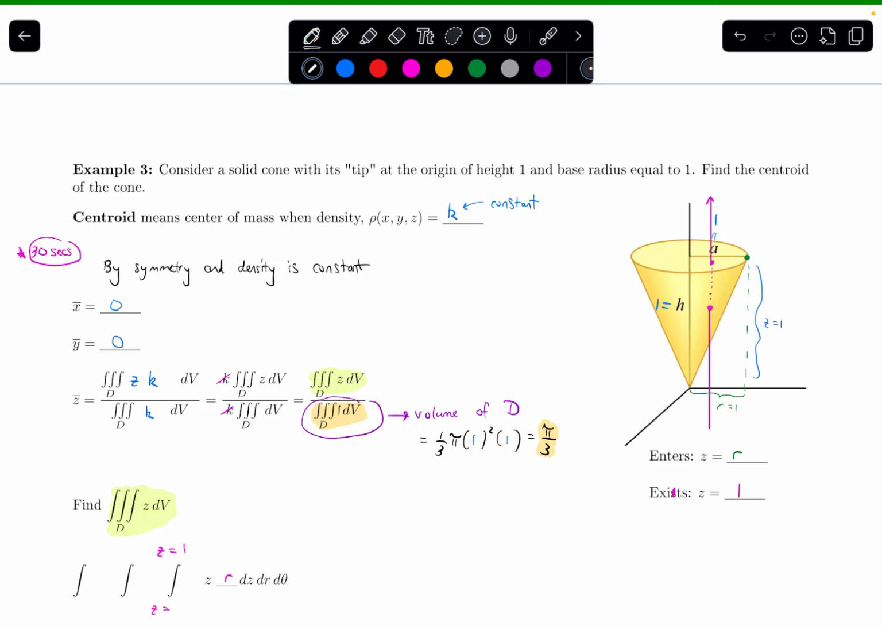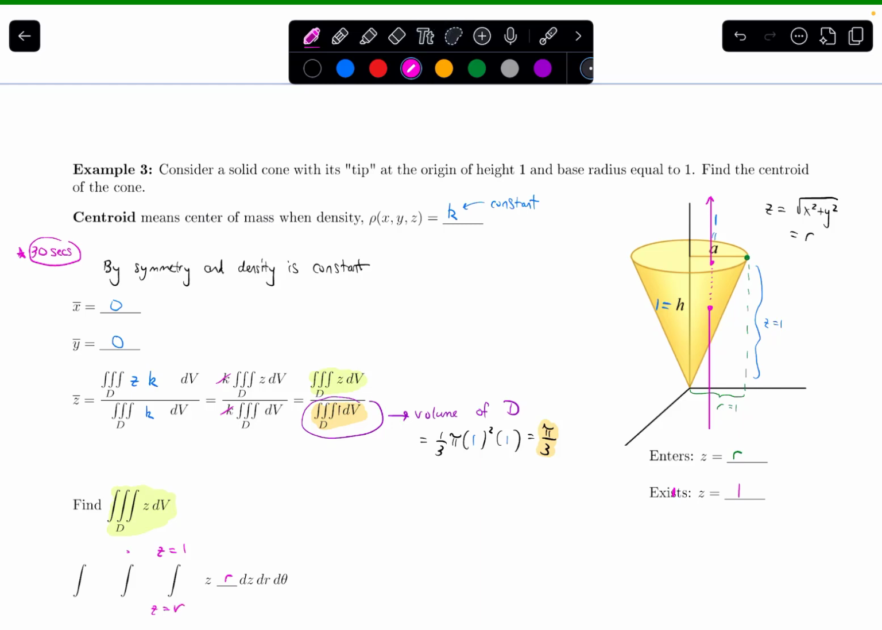Another way I could see that is, if I remember the equation of a cone from before in multivariable, it's z equals the square root of x squared plus y squared. And x squared plus y squared is r squared, and if you take the square root, we just get r. Okay, so one of those two ways. So my lower limit of integration where it enters the cone is z equals r.